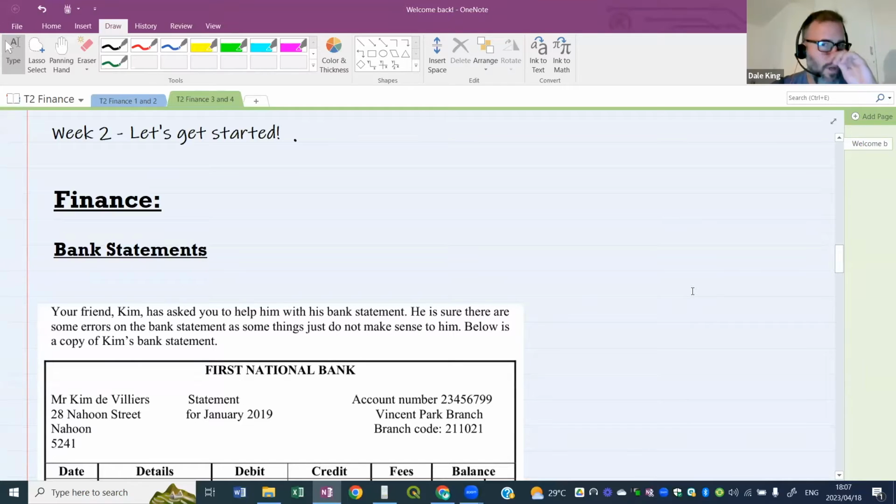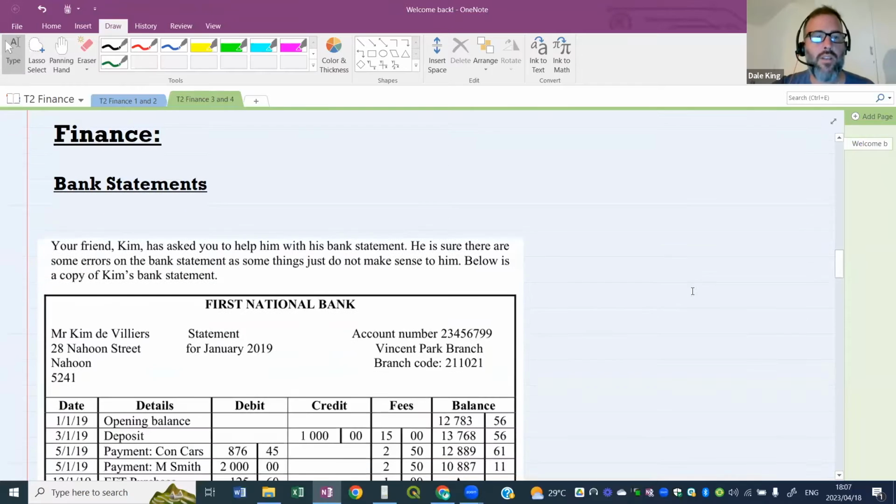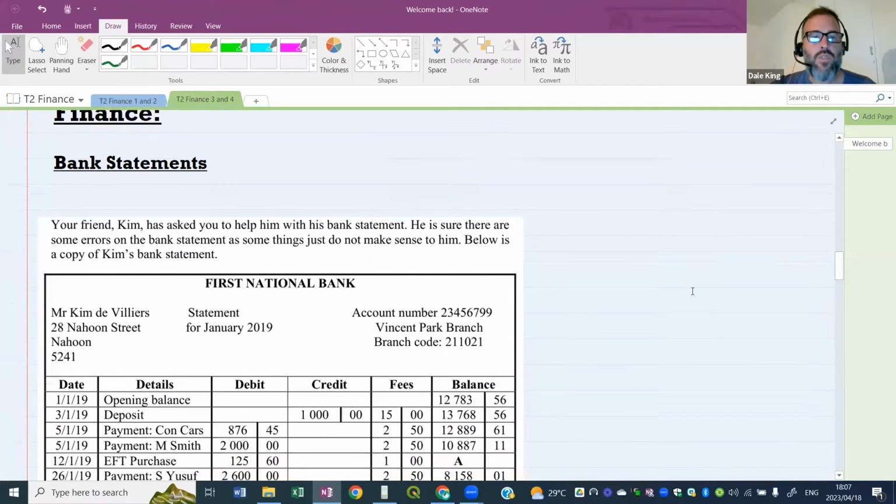Bank statements. This is a personal bank statement. All right, so let's read the text now. Let's read the text, and then I'll talk to you about this a little bit. Yeah, it does look like accounting. It looks like EMS and accounting.